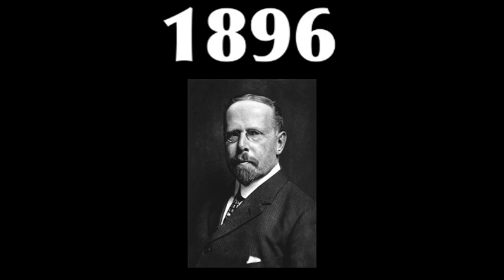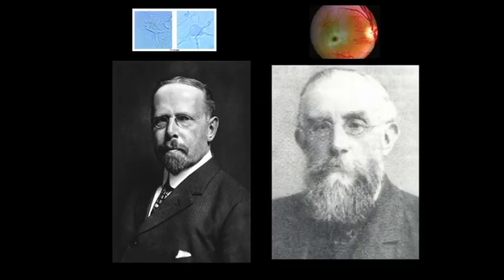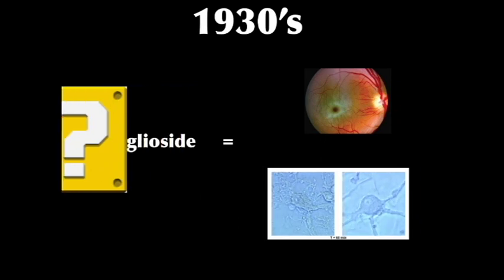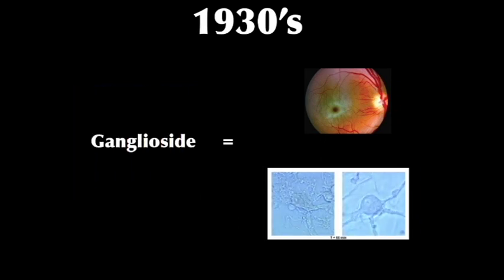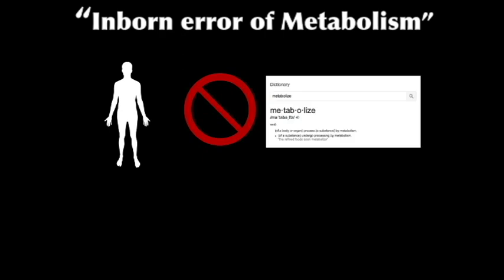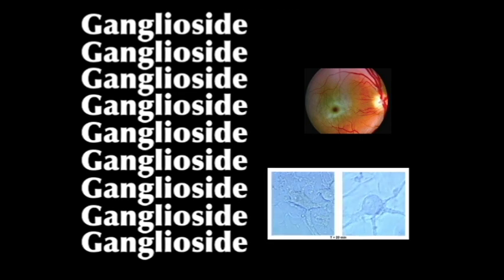In 1896, Bernard Sachs, an American neurologist, observed extreme swelling of the neurons in autopsy tissue from affected children. Both men were describing the same disease, but it was not until the 1930s that the material causing the cherry red spot and neuronal swelling was identified as a ganglioside. The disease was recognized as an inborn error of metabolism, meaning that for some reason the body was born without the ability to metabolize the gangliosides that are still being produced.